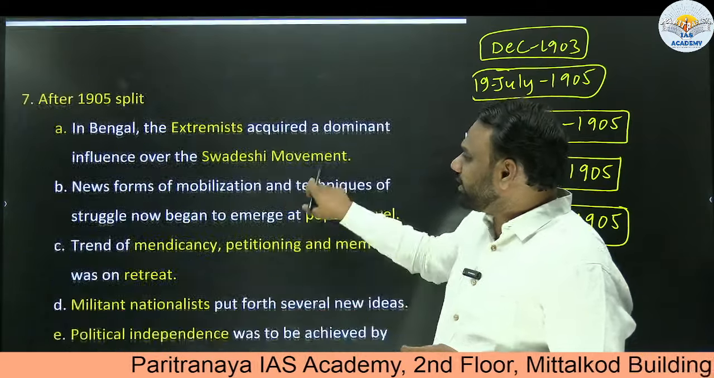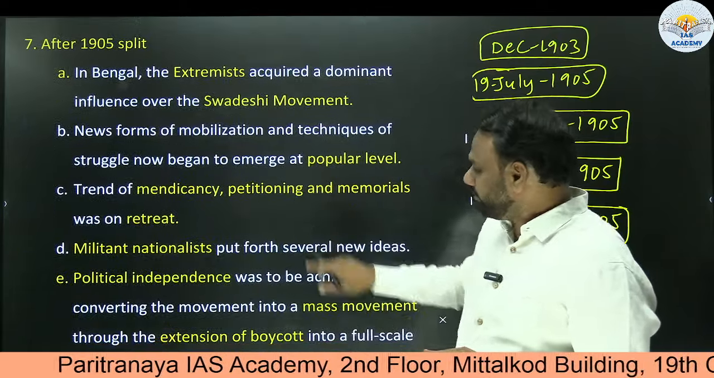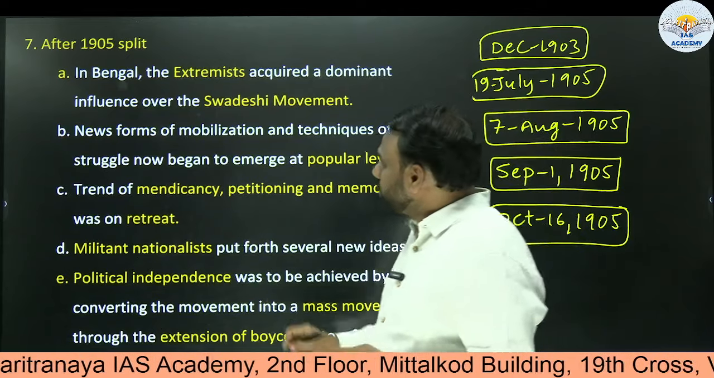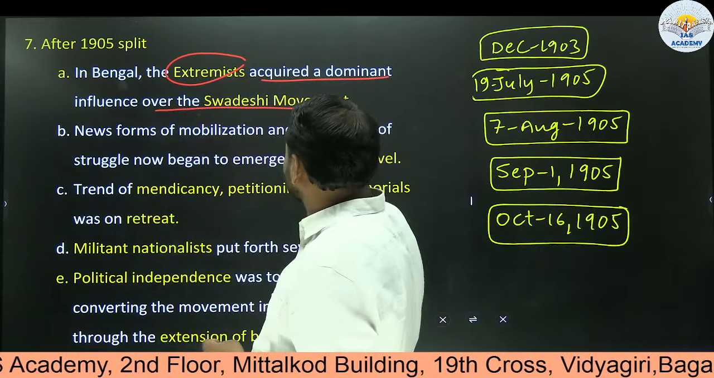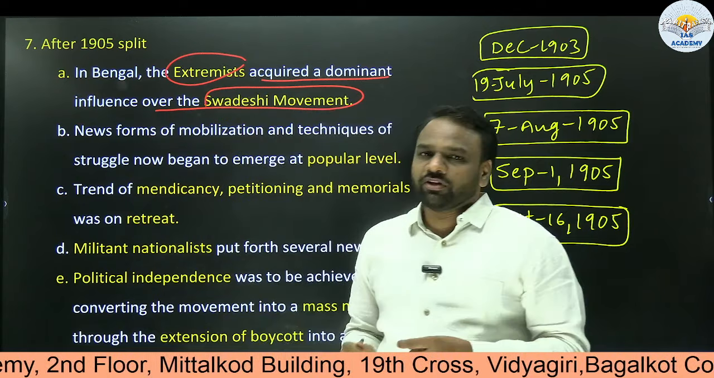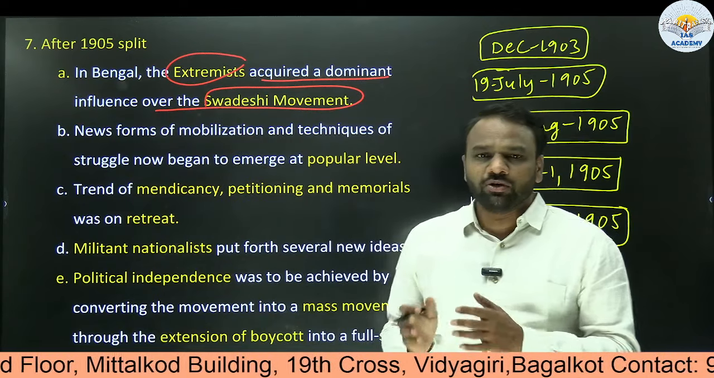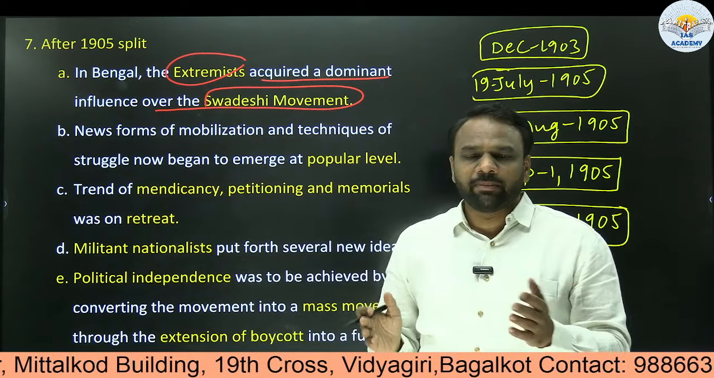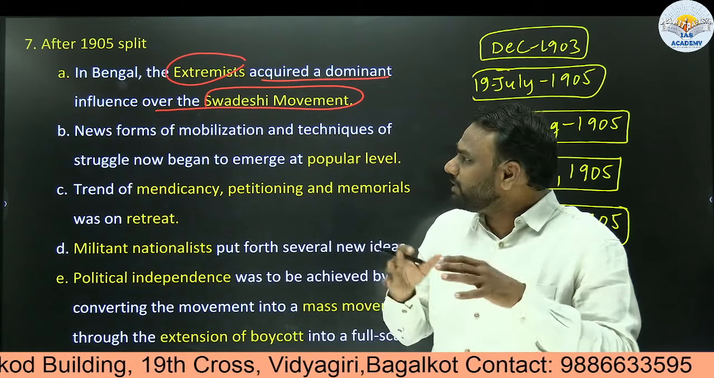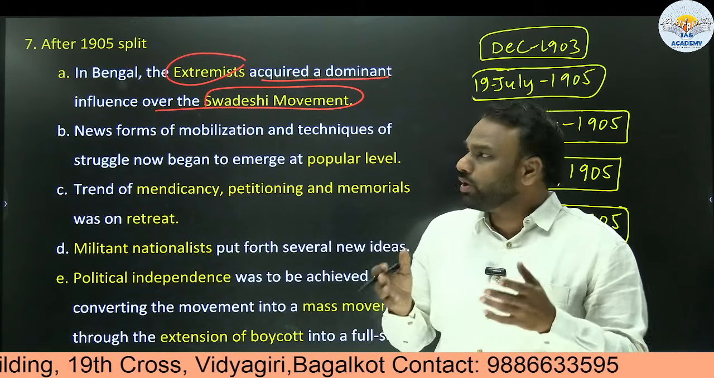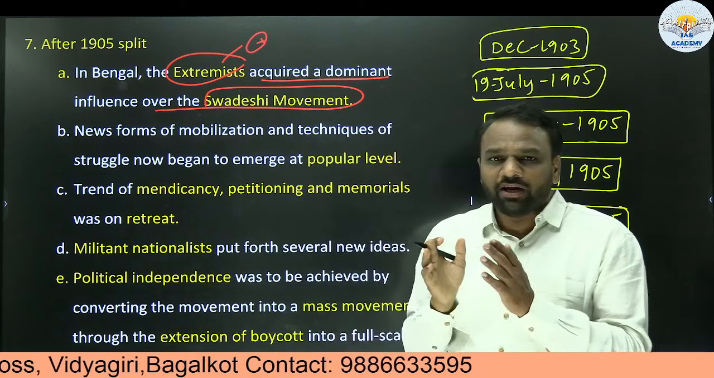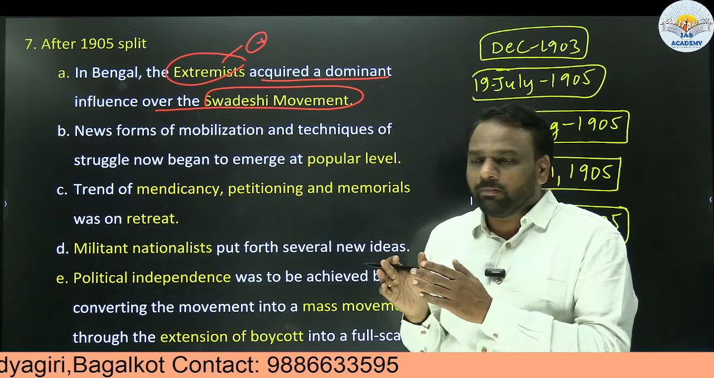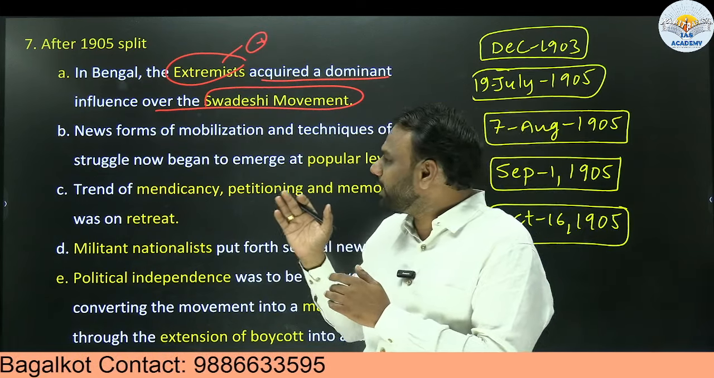Next, after the 1905 split, what happened? In Bengal, the extremists acquired a dominant influence over the Swadeshi movement. After the 1905 split, Bengal was split into what? Eastern Bengal and Western Bengal. But who started influencing the Swadeshi movement more dominantly in the Bengal region? Extremists. Here moderates played a lesser role, but relatively extremists played a dominant role.